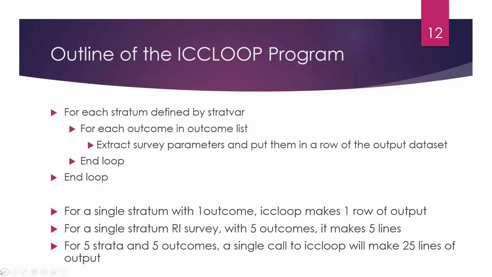So we call it ICC Loop because it's extracting ICCs, although it's extracting many other parameters also. And we have the word loop in there because it's a double nested loop over the strata and the outcomes. I hope that's helpful. I just wanted to give a little outline of what it's doing, and we'll run it and look at some output in a few moments also.